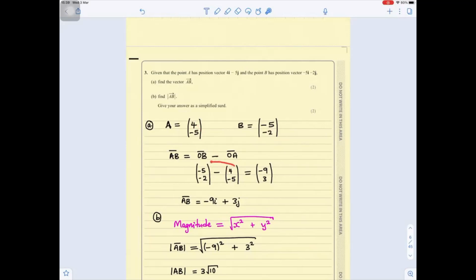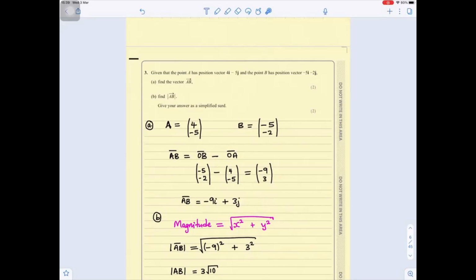When you subtract them, minus 5 minus 4 gives you minus 9. Minus 2 minus minus 5: the minus and minus becomes a plus. It looks like 5 minus 2, which is 3. Now you can write it as minus 9i plus 3j, and that is AB.